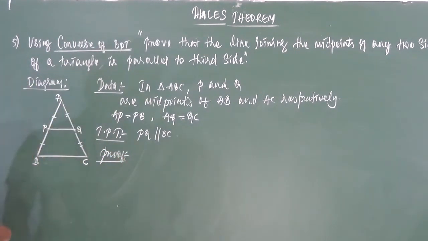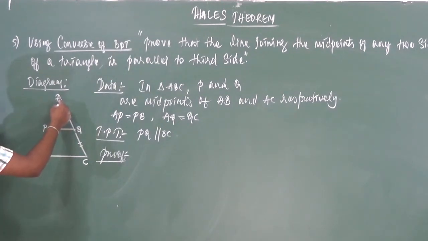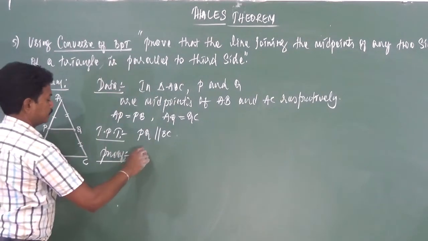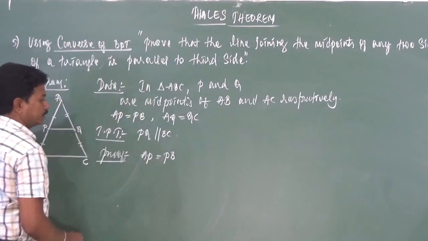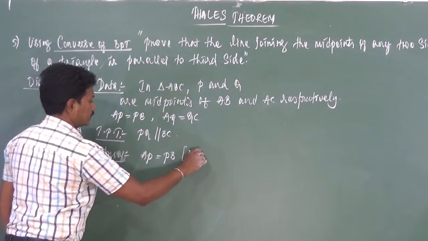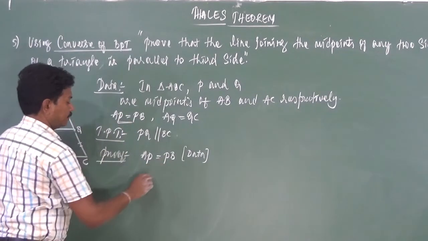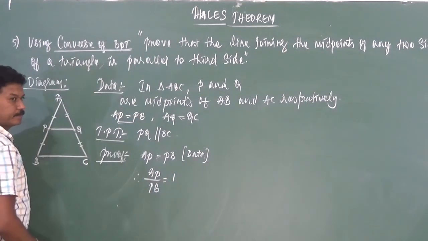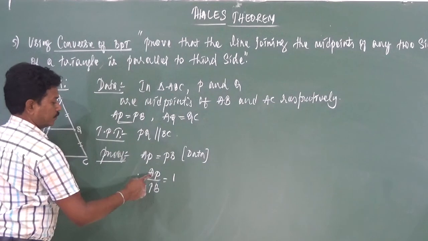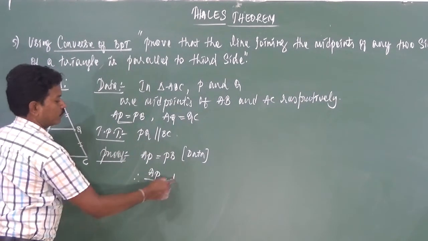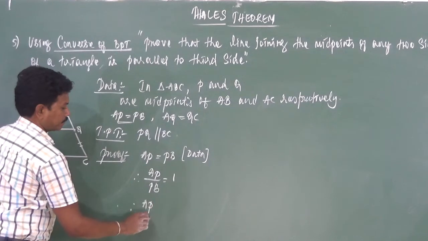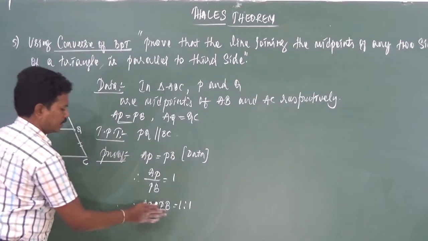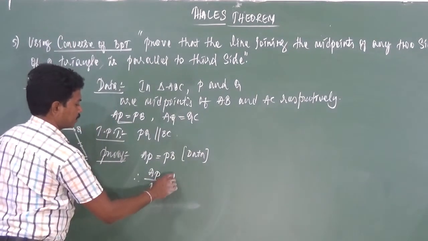Now, in triangle ABC, P is the midpoint of AB, therefore AP is equal to PB, according to the data. Therefore, AP by PB is equal to 1. As these are equal to one another, when you divide AP by PB, we get 1. So AP is to PB is 1:1. We can also write this, but it is not needed.